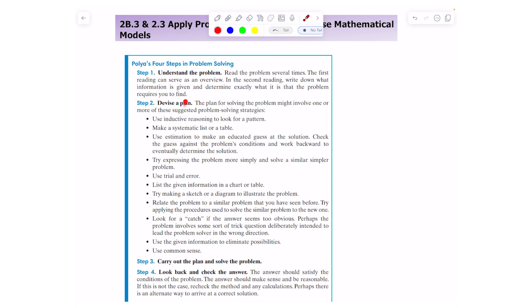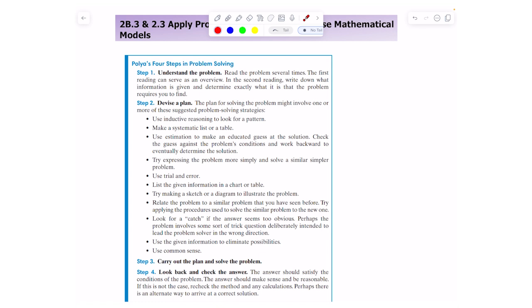Devise some kind of plan. After you read through the problem and you understand what you're looking for, come up with a strategy. That could possibly use inductive reasoning, looking for patterns, making tables or lists, estimating, things that we've talked about in the first 2 sections of this course.